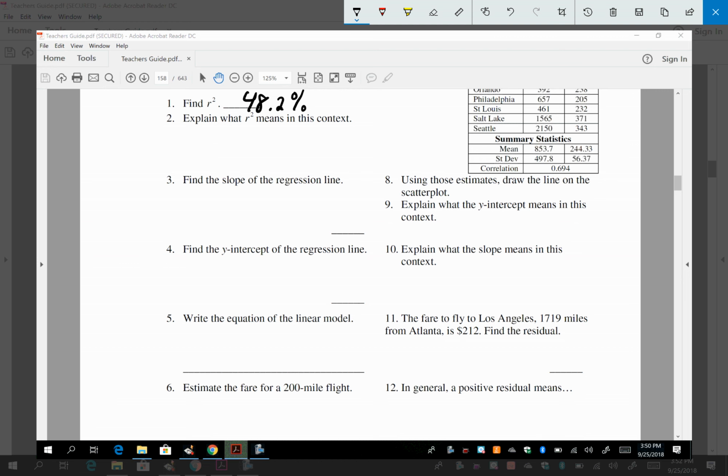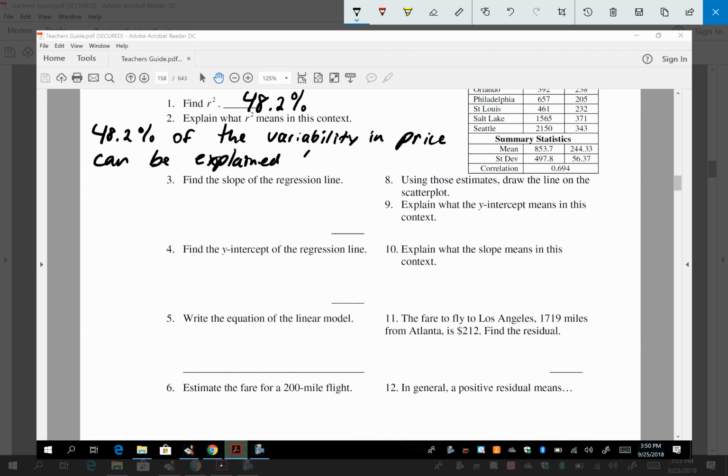Anyway, let's write this sentence for number 2. 48.2% of the variability in price can be explained by the distance.